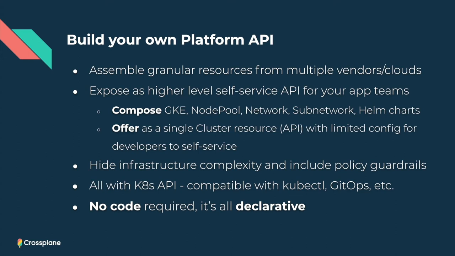This allows you to hide infrastructure complexity and also allows you to add policy guardrails around the infrastructure that your teams need to launch. All of this is happening within the Kubernetes API. This means any tool that you currently use in-house to talk to your Kubernetes clusters can continue to be used when talking to these custom resources that you have created. This is not code. Crossplane resource model allows you to handle all of this in configuration and definition. You do not have to write your own custom code in order to manage these custom resources.